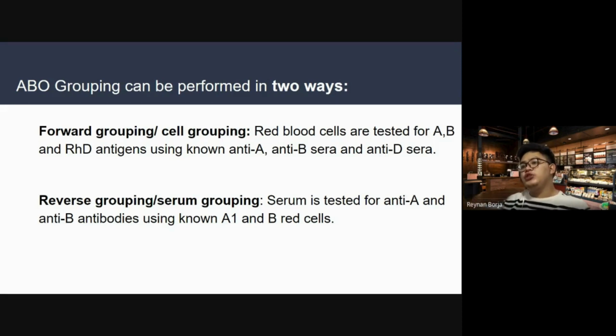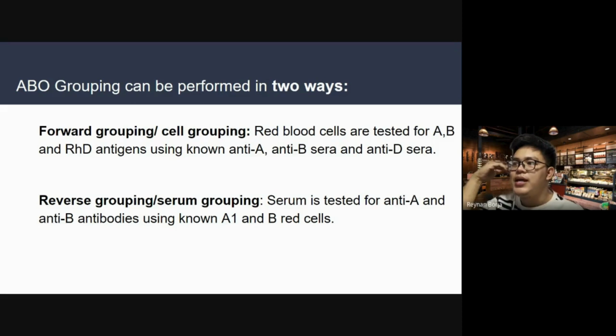So, dito sa reverse grouping naman, serum or plasma, pwede ang plasma, is tested for anti-A and anti-B antibodies using your known A1 and B red cells. Okay. Antibodies yung dinedetect. Kasi nga, saan nga po nakikita yung antibodies? Sa plasma or serum. Tama. Yung antigen natin saan nakikita? So, RBC surface. Tama. So, siyempre, RBC yung kailangan natin. Pag reverse naman, serum or plasma, kasi andun yung antibodies.